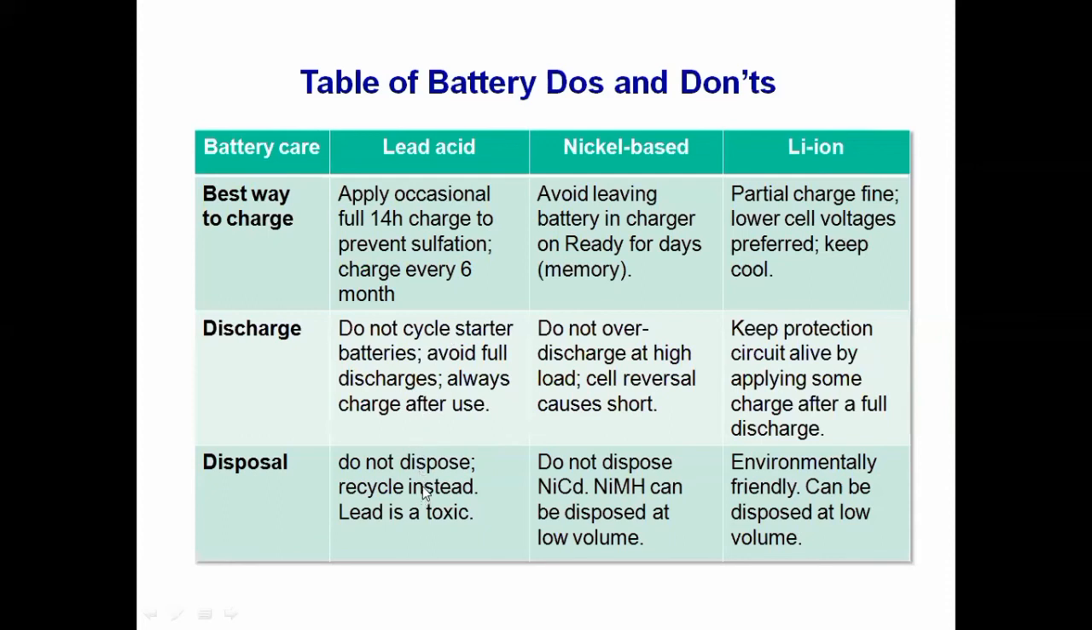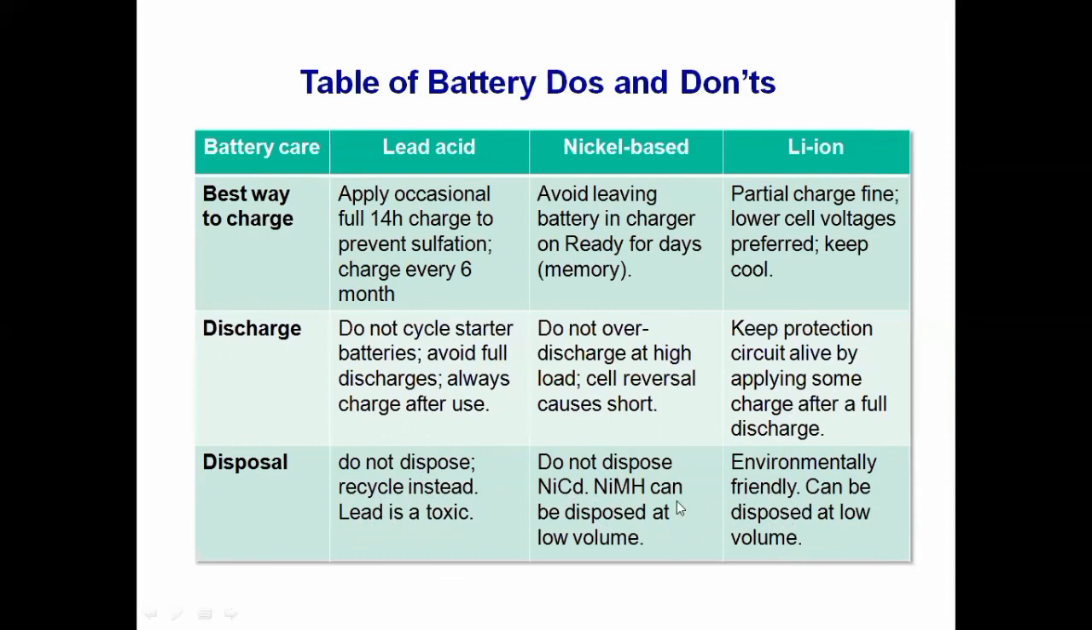Recycle instead. Lead is toxic. Being toxic, we cannot dispose of the chemical materials. Nickel waste should not be disposed of either. Having cadmium, it should not be disposed of either. Lithium ion is environment friendly and can be disposed of at low volume.